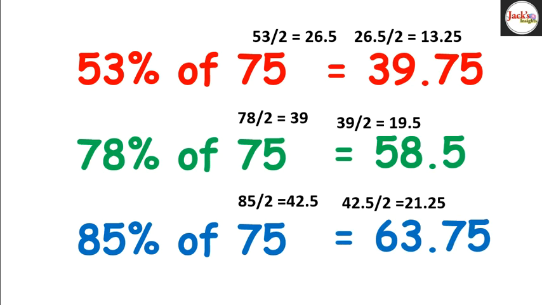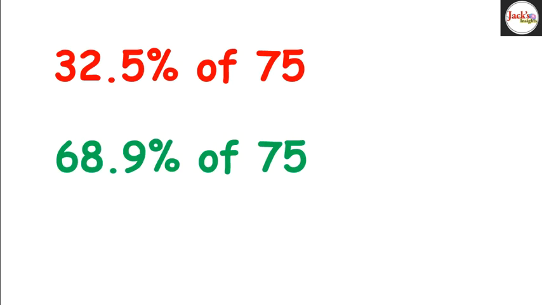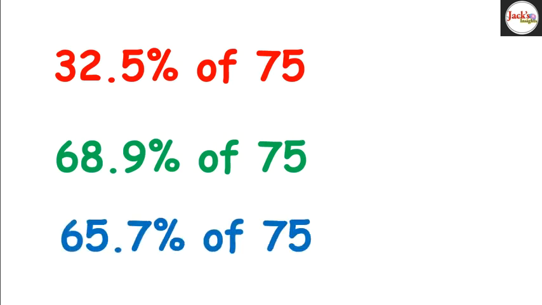Now let's have another set. Last set for the percentages of 75: 32.5% of 75, 68.9% of 75, and 65.7% of 75. Same process. Let's compute for the half of 32.5, that is 16.25, and the half of 16.25, that is 8.125.